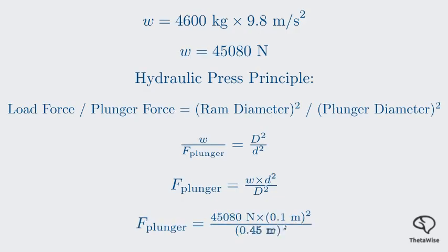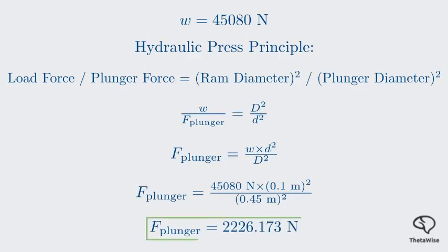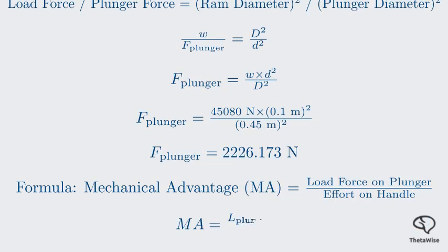Plugging in our values, the plunger force is 45,080 newtons times 0.1 squared, divided by 0.45 squared. Calculating this gives us a plunger force of 2,026.173 newtons. This is the force needed at the plunger piston. Next, we will use the mechanical advantage of the handle. The mechanical advantage relates the plunger force to the effort at the end of the handle. The mechanical advantage, MA, is defined as the force the handle applies to the plunger, which we're calling the load at the plunger, L plunger, divided by the effort applied to the end of the handle, E handle.